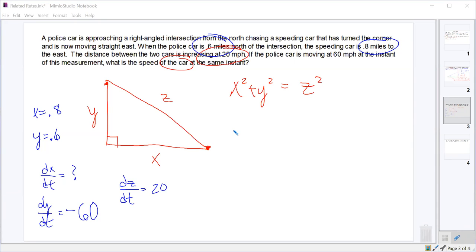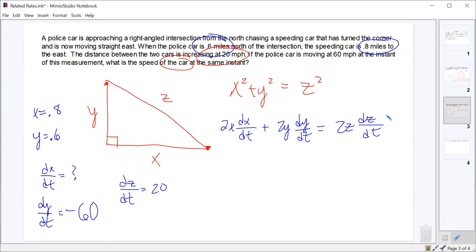Yep. All right, so we should end up with the derivative of x squared, which is 2x, and then dx dt, and then the derivative of y squared, which is 2y, and then dy dt, and then the derivative of z squared, which is 2z, and dz dt. And as we go through and try and plug everything into this, we have x, sorry, it was 0.8. We're looking for dx dt.